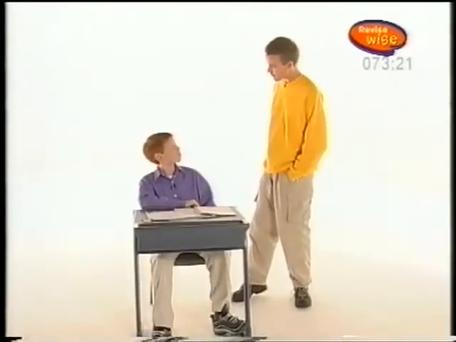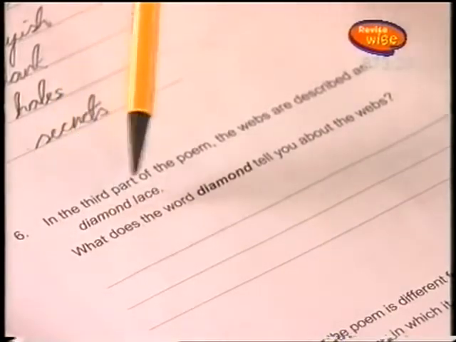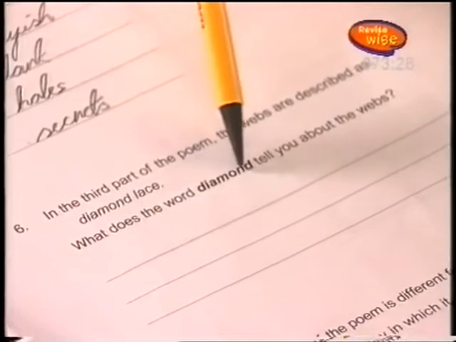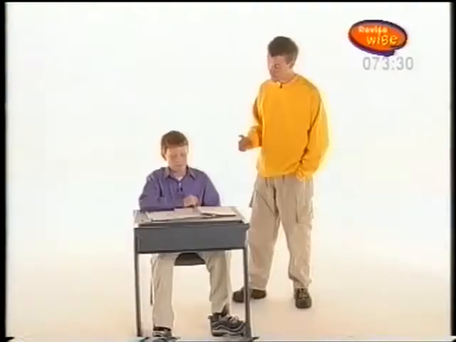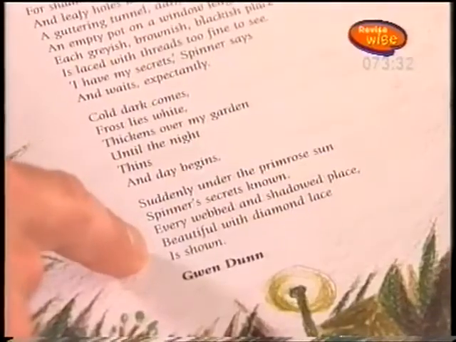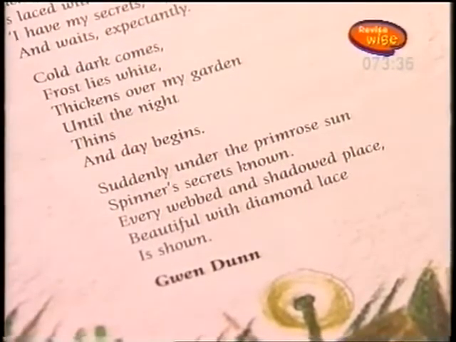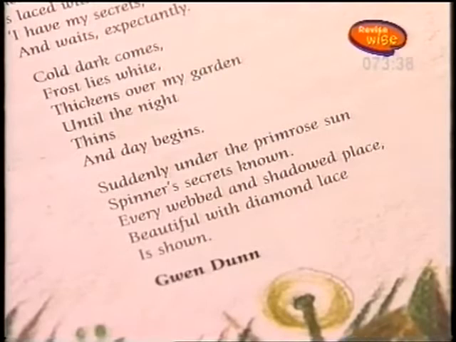OK, let's go back to your earlier question. In the third part of the poem, the webs are described as diamond lace. What does the word diamond tell you about the webs? And this is the third part of the poem. Every webbed and shadowed place, beautiful with diamond lace, is shown. So what's being compared there? Spider's web and diamond. Yes. So what does the spider's web look like? Well, the threads of the web are covered in frost, and the sun is shining on it.